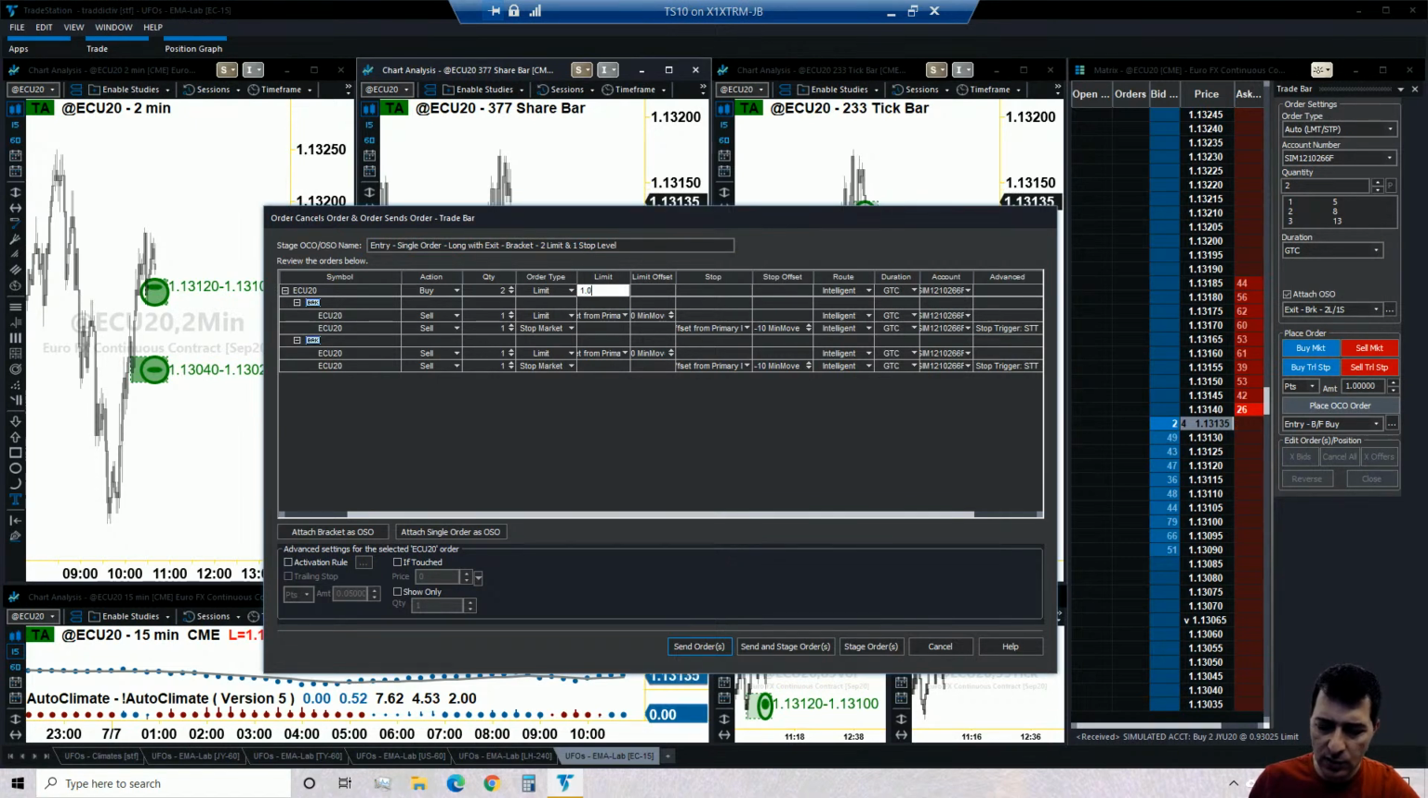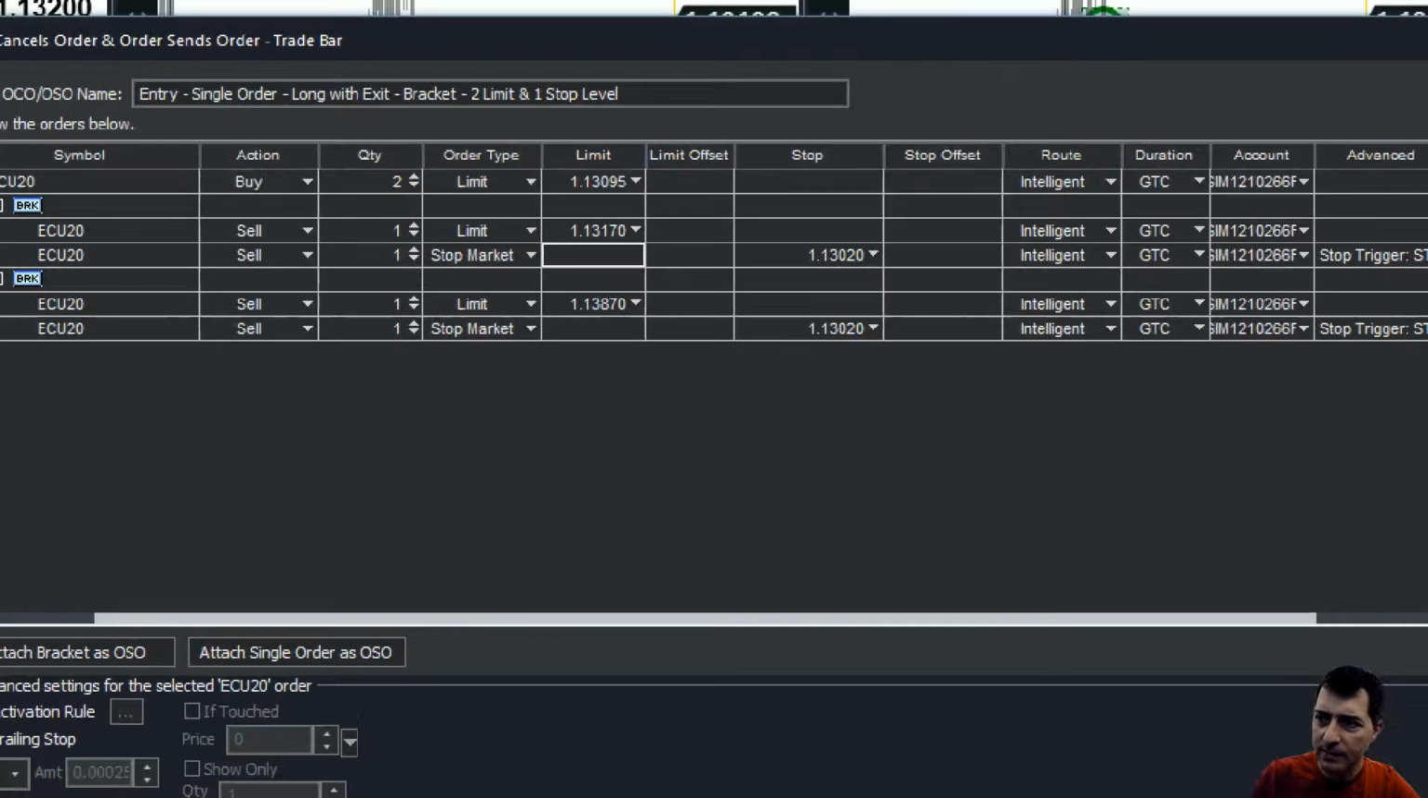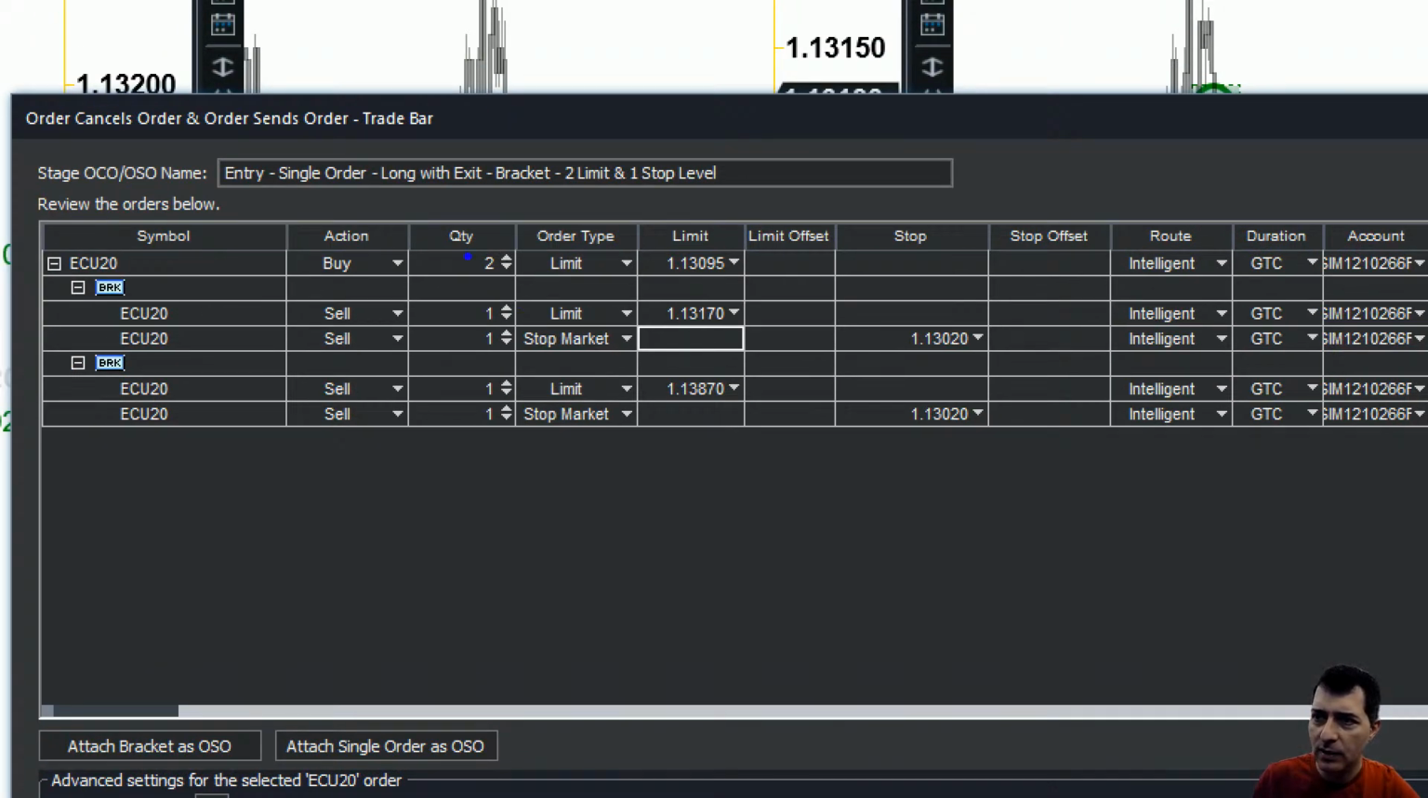So 113.095 with a stop located at 113.02. Final target 113.87 and 113.17, it's the safety target. Okay, so let me zoom in so you can see that better. Again, two contracts at the entry, which is 113.095. All of these protected with stops for both contracts at 113.020.